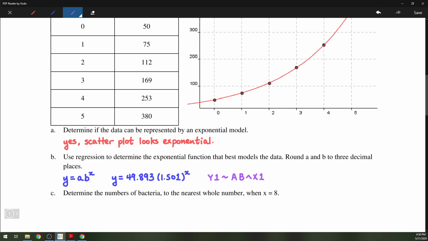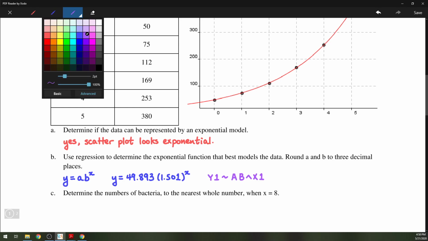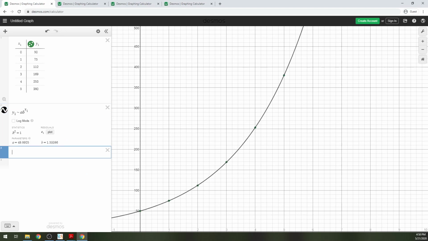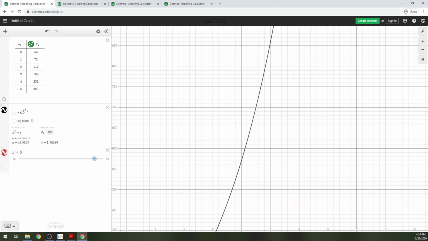Okay, once you have the a and b values, then we can use this exponential function to determine the number of bacteria, in this case, in the 8th hour. So we'll simply have x equals 8, and then we're going to find out what the corresponding y value is going to be in our function. Okay, let's go ahead and do that. Punch in a line here, x equals 8. Okay, so the intersect is beyond the graph, so we're going to start moving it and find the intersection.